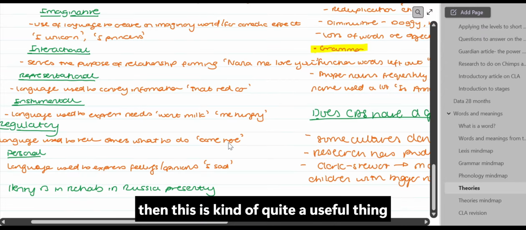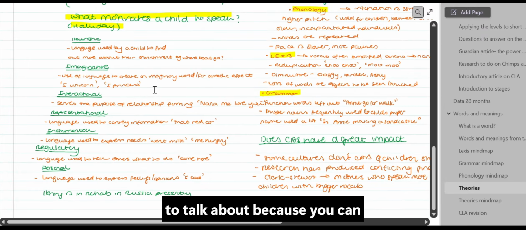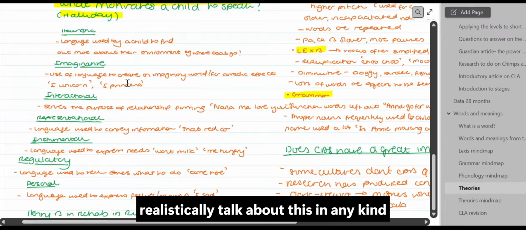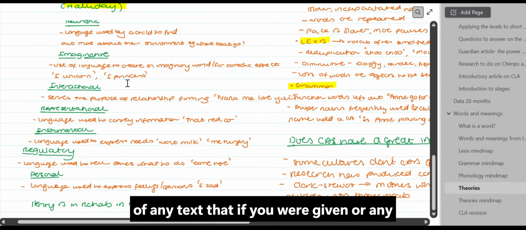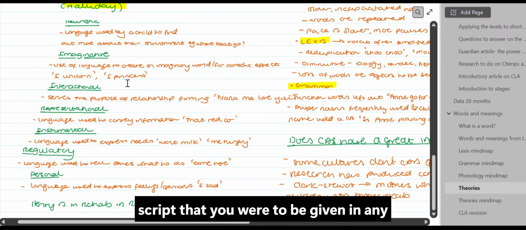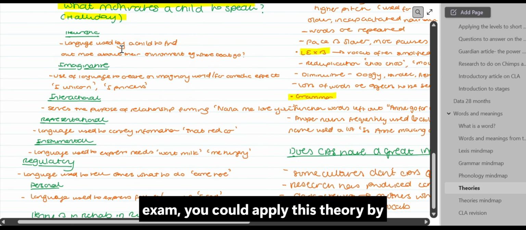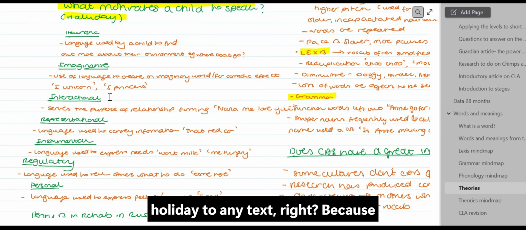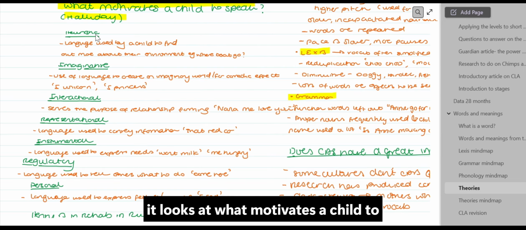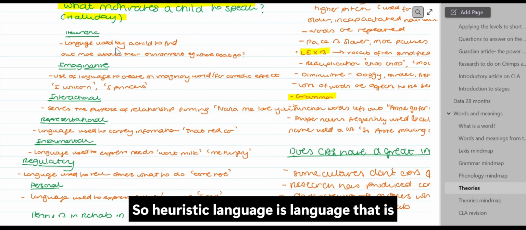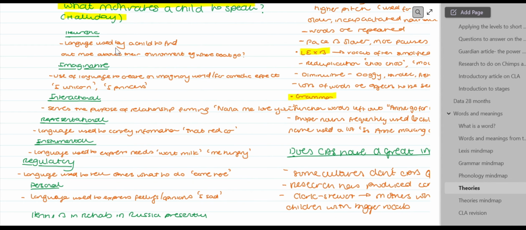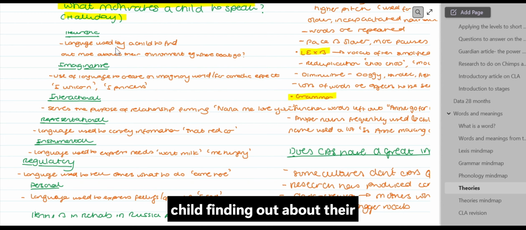And then this is quite a useful thing to talk about, because you can realistically apply this theory by Halliday to any text or any script that you were given in any exam, right? Because it looks at what motivates a child to speak, and there are lots of different things, and inevitably one of them will fit with the text that you're given. So heuristic language is language used by a child to find out more about their environment. So where boat go or where mummy gone, right? That's a child finding out about their environment.